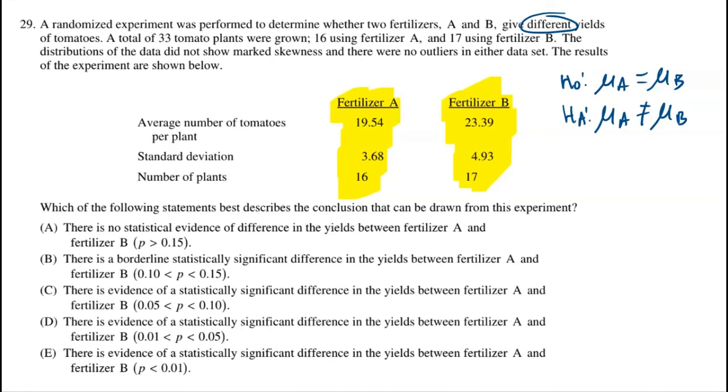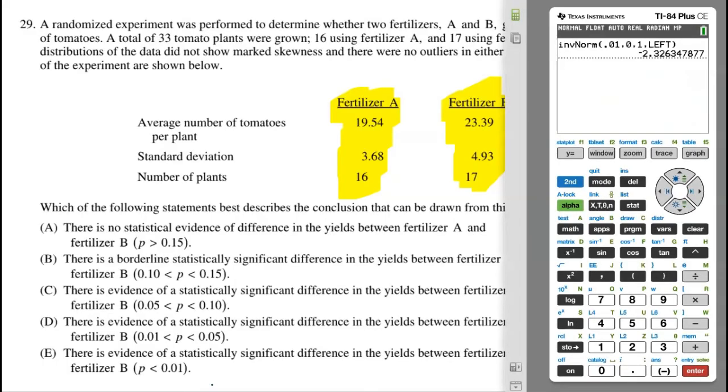Okay, well, we could go ahead. Again, we literally have everything we need to conduct the test. We're going to need the difference between our two means, so we could just subtract 19.54 minus 23.39. We'd have to get our standard error for the difference, and that's a formula as well. But the cool thing I want to show you is that this problem can be done very, very quickly using our calculator. So let me show you how to do this really quickly.